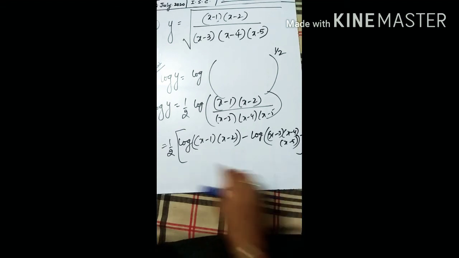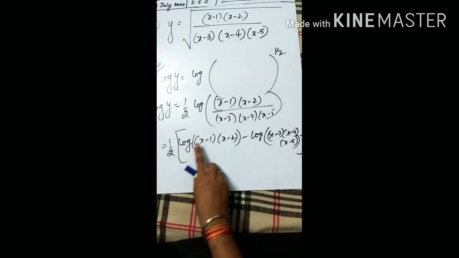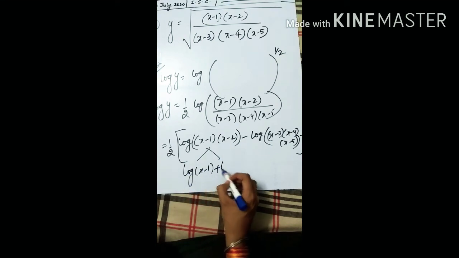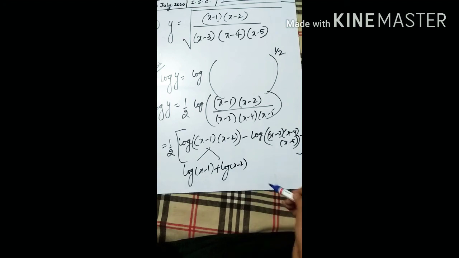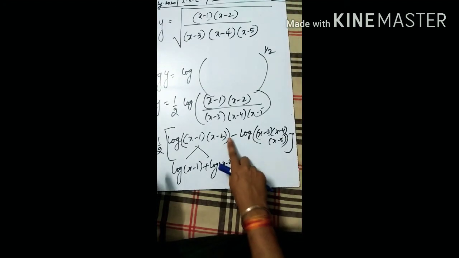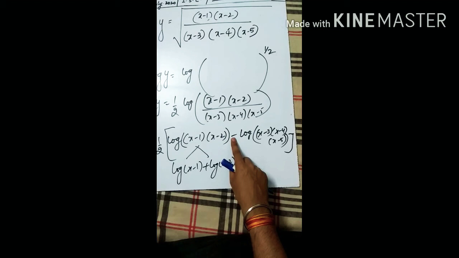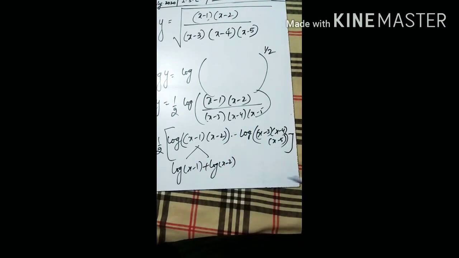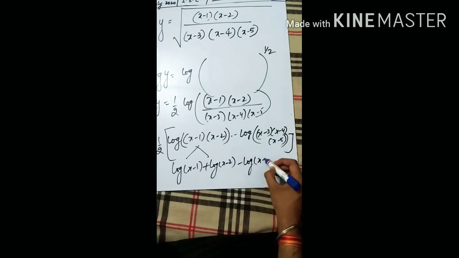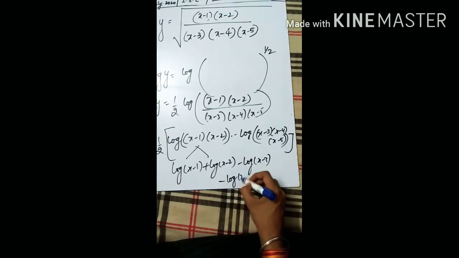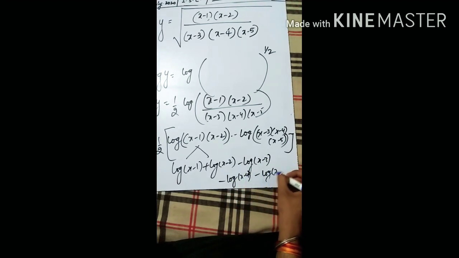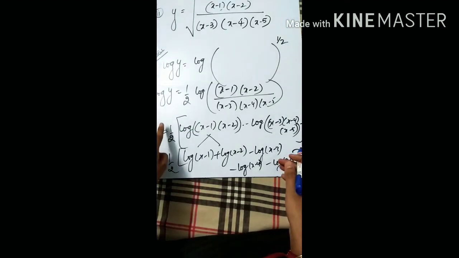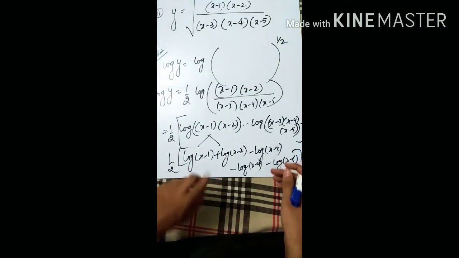Then what is log m into n? This is log m plus log n. So again you can split this too. This is log m plus log n. And here the minus sign is out. So when you take this minus inside, all the logs will be negative. So minus of log x minus 3, minus of log x minus 4, minus of log x minus 5. Now your function is simplified. Now you just differentiate this and get the answer.